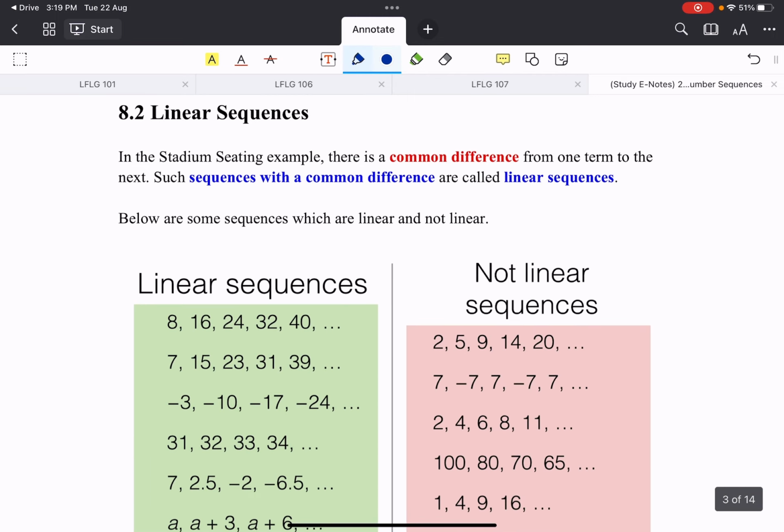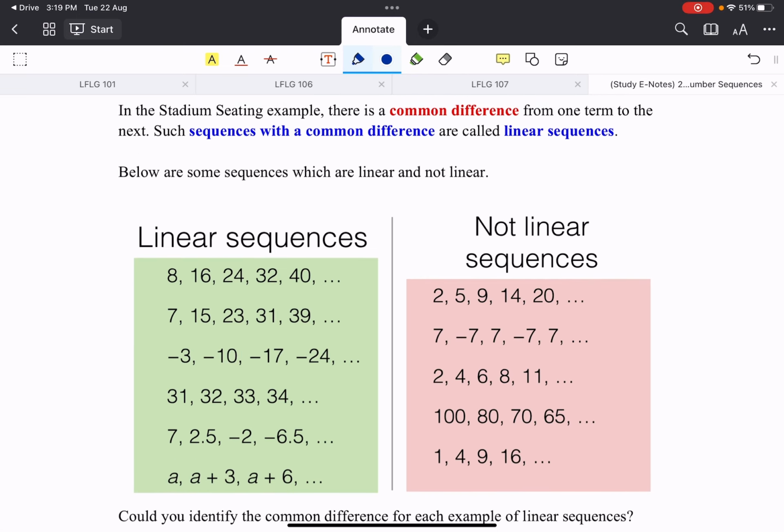So let's figure out the first thing. The example that you have just seen is what we call a linear sequence. Why is it called a linear sequence? Because the difference from one term to the next term as we progress grows linearly. There are other patterns, non-linear sequences, as you can see in the pink box. Those require other techniques which we will deal with at a later date.